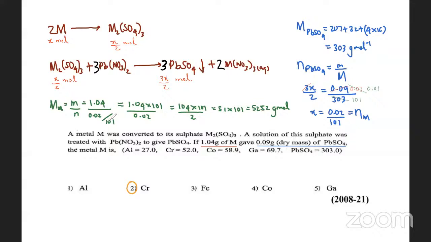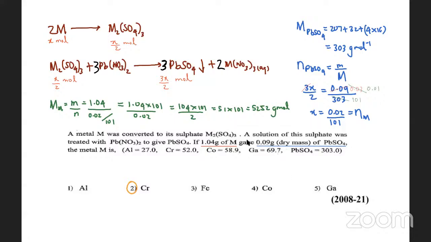Where do you think it's going to be? I think this one. 1.04 grams. 2 moles. 0.02 moles. 0.02, 0.01, 0.03. 0.03 means it should be 9.09, I think, people. I think there's a printing error.